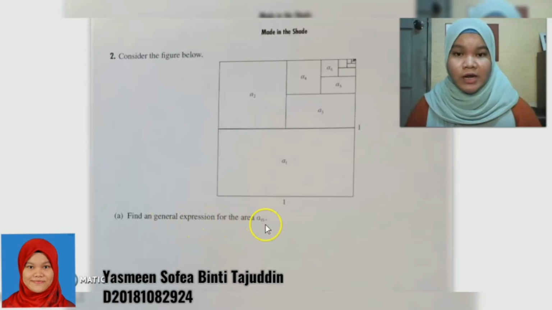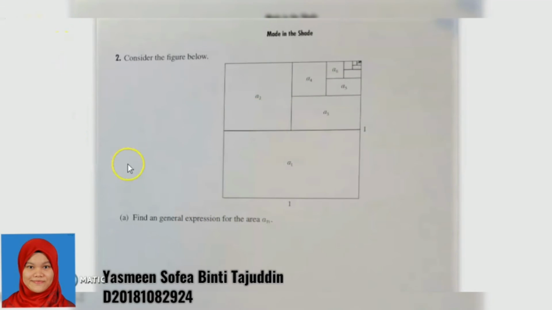I will represent my group to discuss the assignment question 2A, which is to find the general expression for the area An from the figure of the square. Let us start to answer the question. So here the length is given as 1 and the width also 1. So the total area of the square is 1 multiplied by 1, and we get 1 square unit here.